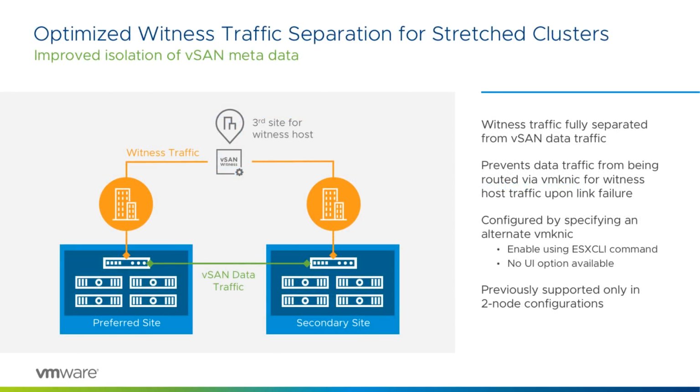For organizations implementing a vSAN stretch cluster, vSAN 6.7 introduces a new way to fully isolate vSAN data traffic from vSAN witness traffic. Specifying a specific VMkernel NIC for witness traffic on each host in the cluster ensures vSAN data does not traverse the witness traffic link, typically a WAN connection, when there is a failure of the high-speed connection between the data sites. This enhancement eases stretch cluster design and implementation.